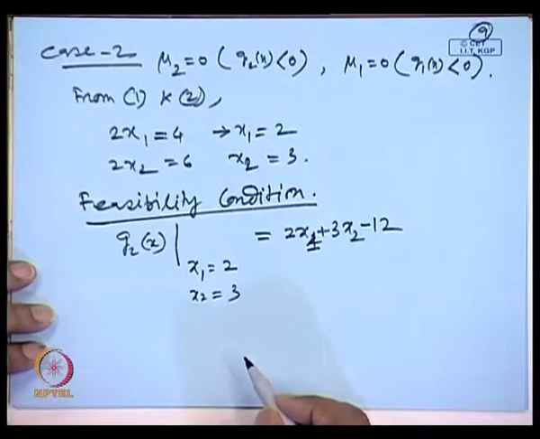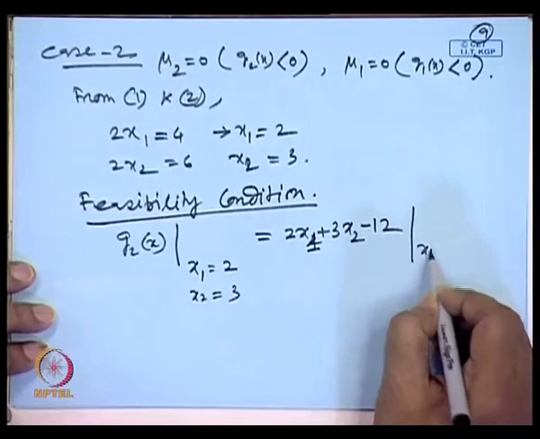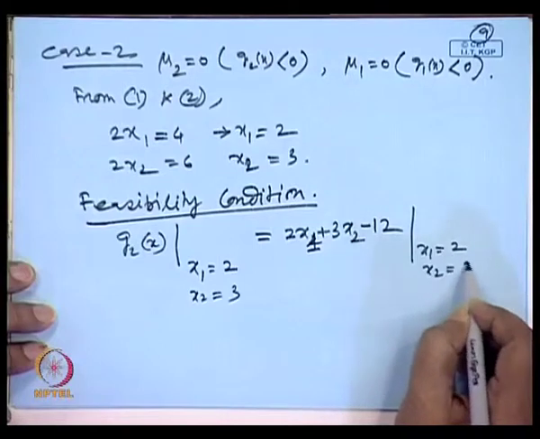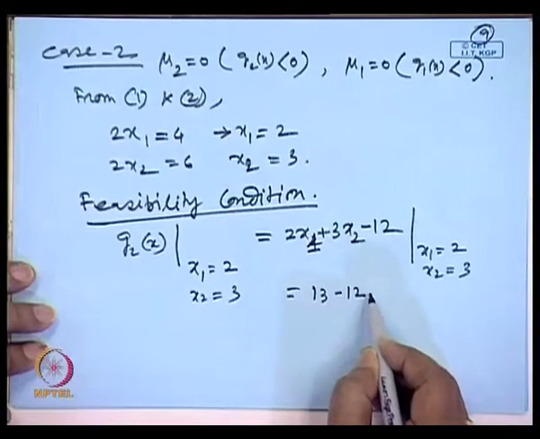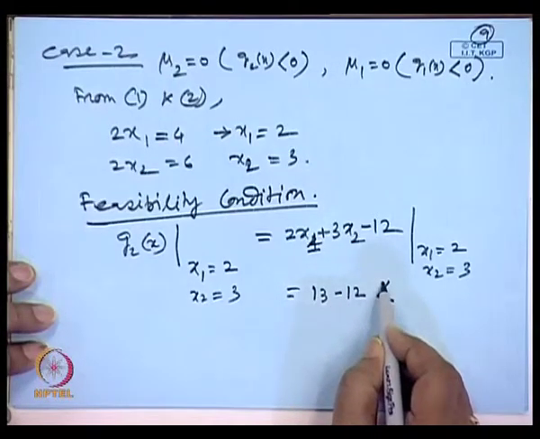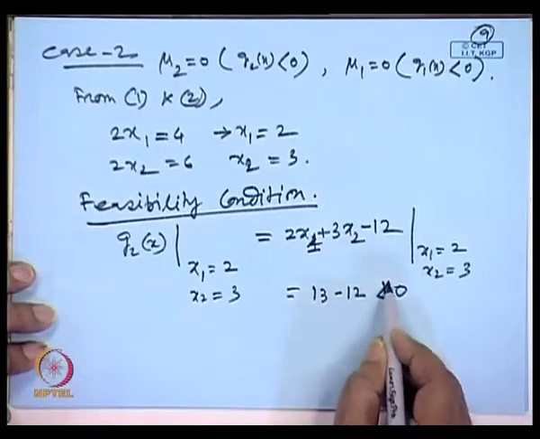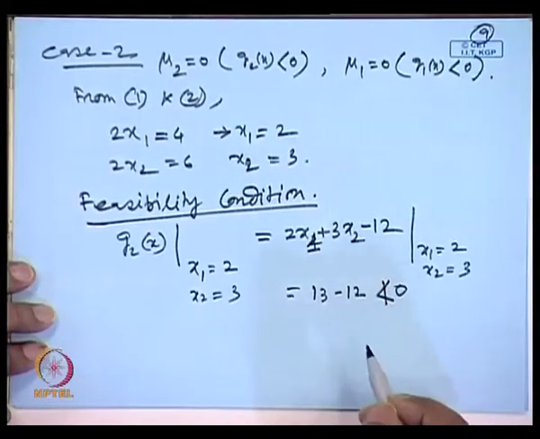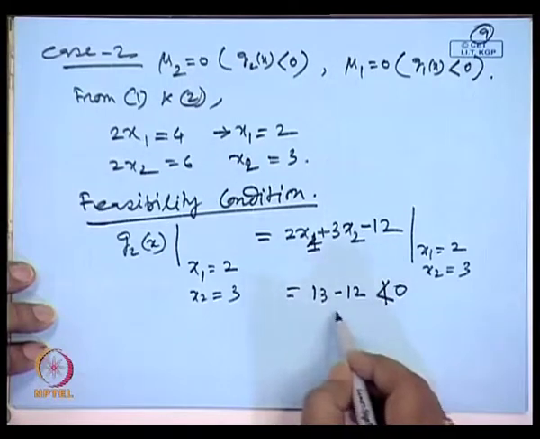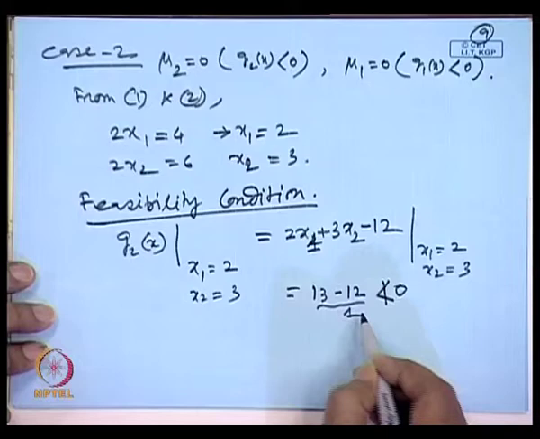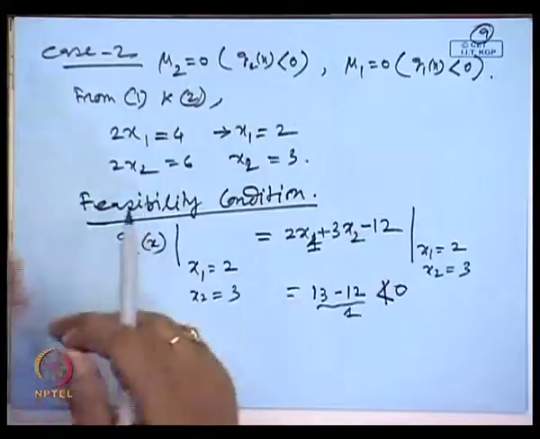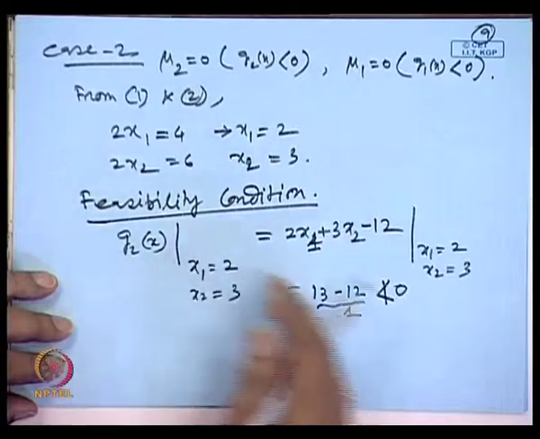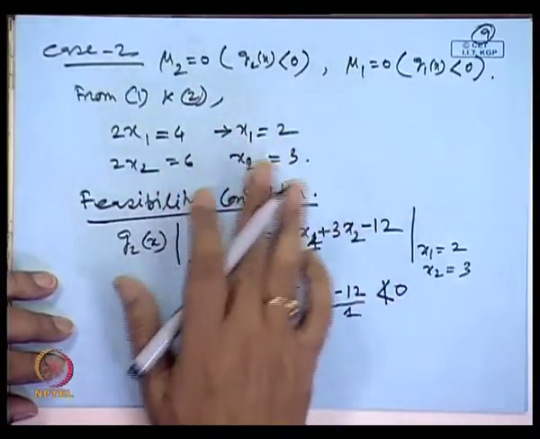So, this is our g2 of x. Put the values x1 equal to 2, x2 equal to 3, and you will get 11 minus 12, which is not less than 0. This means it is equal to 1. So, it does not satisfy this condition. That means the point 2 and 3 is outside the feasible space. Checking one is enough, so this is not an acceptable solution here.